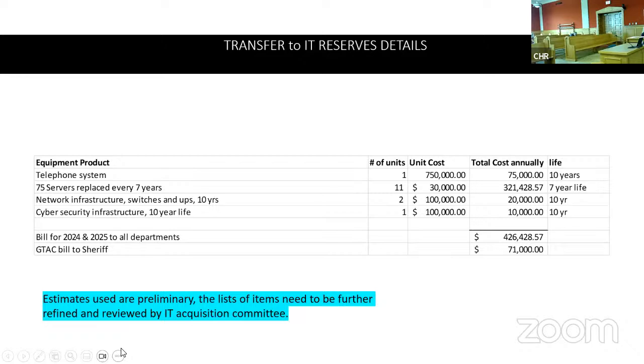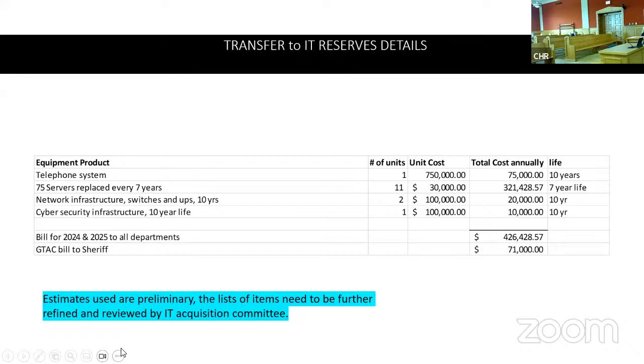Then we also have servers, and this is just an estimate. We used the number 75 servers, and we said those probably need to be replaced every 7 years. And so it worked out to about 11 a year. And so that represents the number we would need to set aside so that we could be replacing our servers.